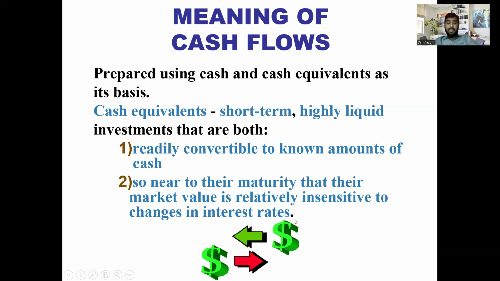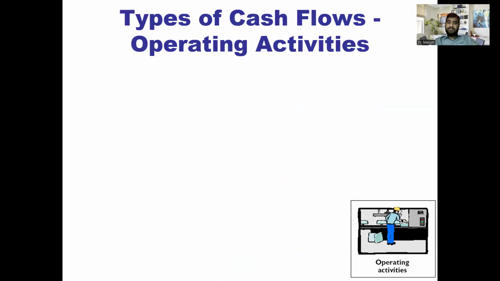And so near to their maturity that their market value is relatively insensitive to changes in interest rates. Say, for example, you have deposited funds for 1 year in an FDR, and 11 months are over. So it is so near to maturity. So it is also equivalent to cash. And regarding types of cash flows, we have said there are three types.